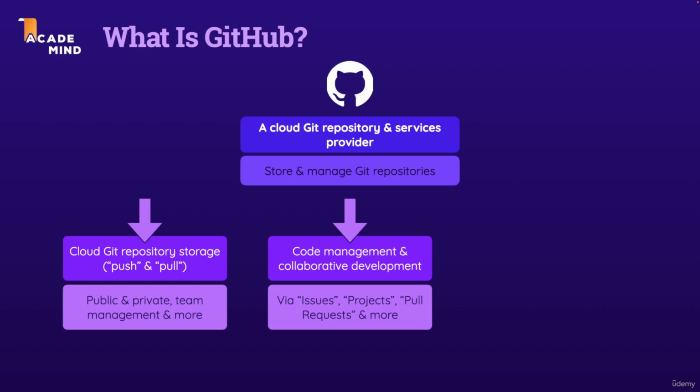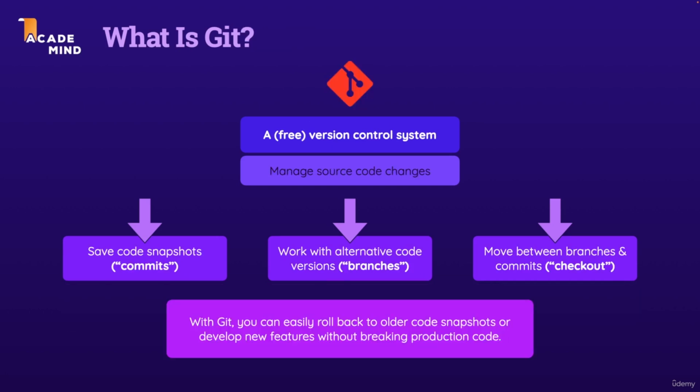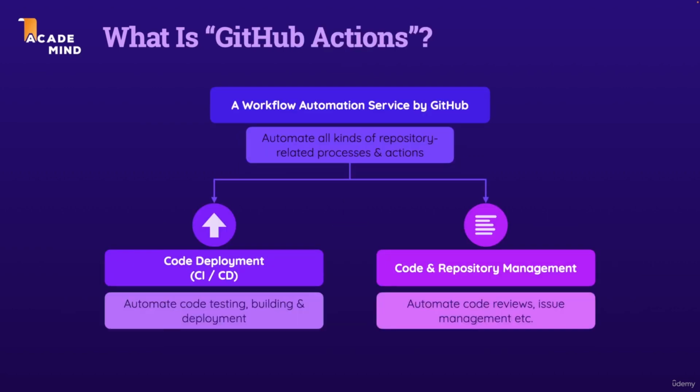And last but not least, GitHub also offers automation services like GitHub Actions, which of course is the focus of this course, that help you automate repository and code related processes. So that's GitHub, that's Git, and most importantly, that's what GitHub Actions is. GitHub Actions is that service provided by GitHub that enables you to automate code or code and repository management related processes and workflows.